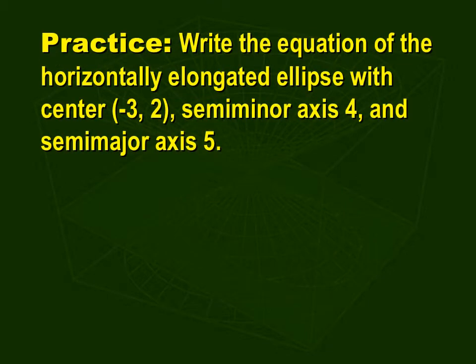All right, so now we're going to go backwards. We have to write an equation, okay, and they're telling us that it's a horizontal ellipse, which means that our bigger number is going to go in the first denominator. The center is at negative 3 and 2. The semi-minor axis is 4, and the semi-major axis is 5. So semi-minor, remember, is our b value, and semi-major is our a value.